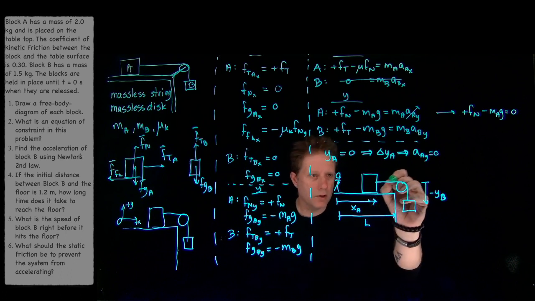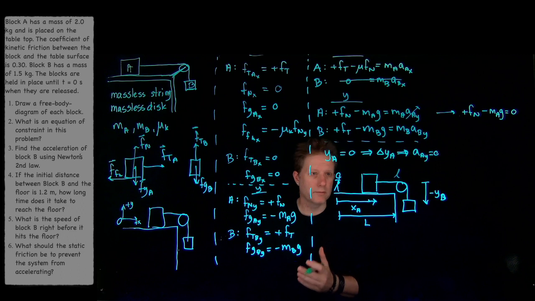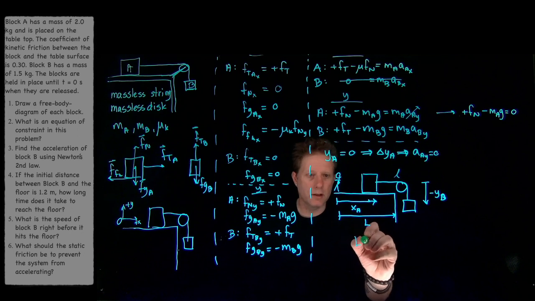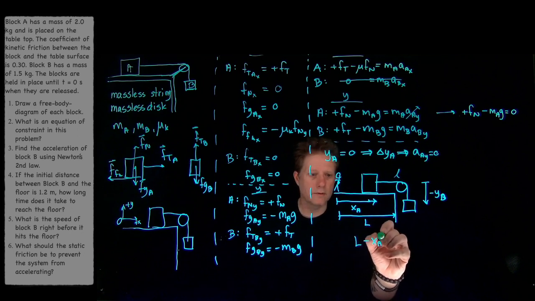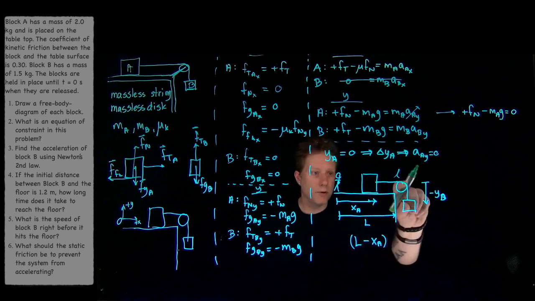Okay, I'm going to call the length of the rope L. We know that the length of the rope is constant. So we can look at how much rope we have right here. Well, that's going to be L minus x_A. That's how much horizontal rope we have. How much vertical rope do we have?